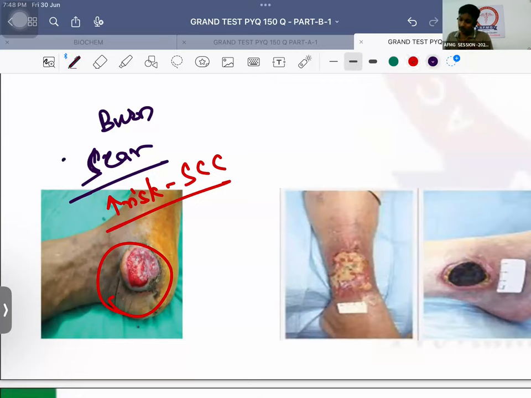No issues with this? So if they are giving an ulcer over a burn scar or they are giving history of burns with a painful or a painless ulcer, which is rapidly increasing in size and there is a high risk of squamous cell carcinoma, answer should be Marjolin's ulcer. Squamous cell carcinoma or Marjolin's ulcer. How do the edges look? Everted, rolled out, everted edges, raised, cauliflower-like edges are usually a feature of Marjolin's ulcer or squamous cell carcinoma. Rolled out edges are a feature of basal cell carcinoma, that is a rodent ulcer.